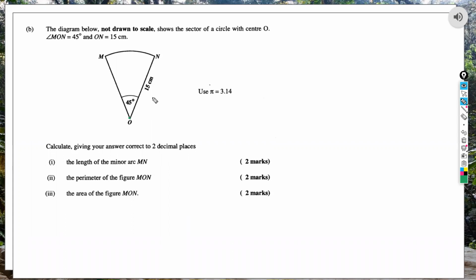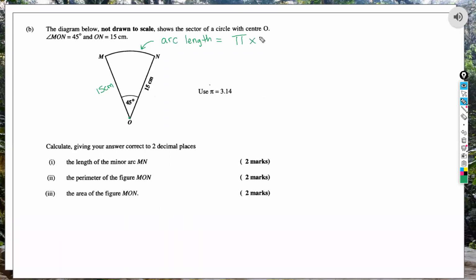If ON is 15, how much do you think OM would be? It has to be the same exact thing, right? Because both of them are radii of the same circle. The curved part of the circle, the distance MN, its official name is the arc. Anytime they want you to find the arc length, use this formula.